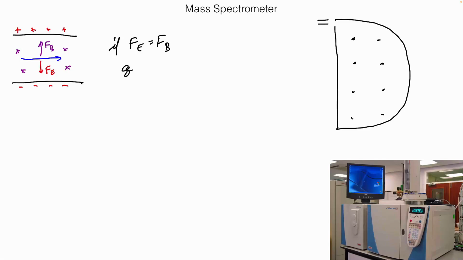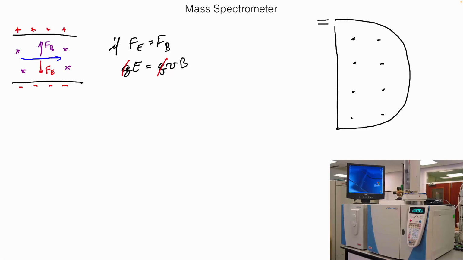Well, we know what the electric force is. It's the charge times the electric field. We also know what the magnitude of the force is for the magnetic force. Crazily enough, what cancels? The charge. That's kind of handy, because it doesn't matter if what we put in there is singly ionized, doubly ionized, triple, right? The amount of charge on it doesn't matter. It does need to be charged, because if it's not charged, is it going to experience any forces? No. So we got to make sure that the sample gets ionized.